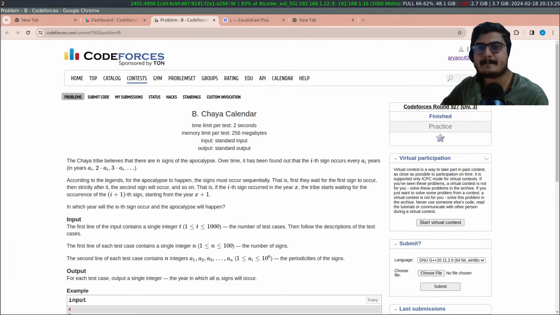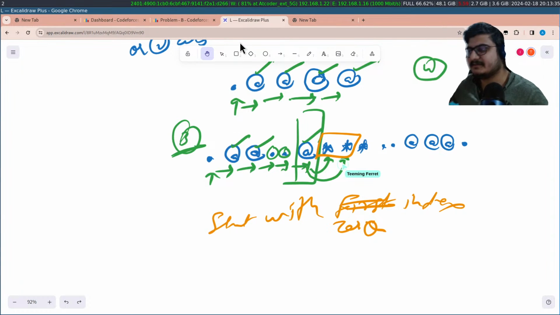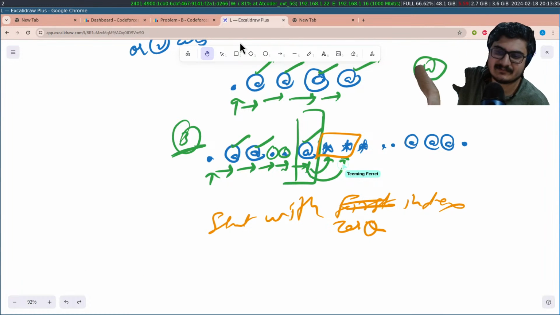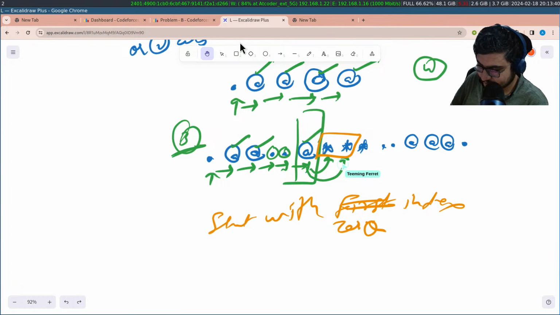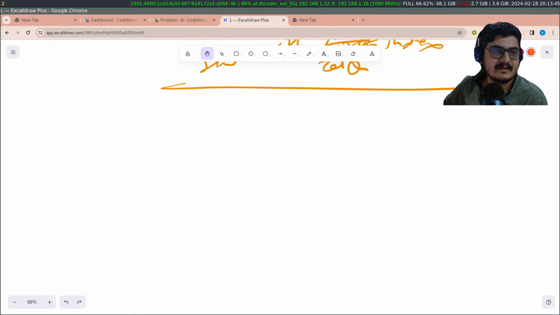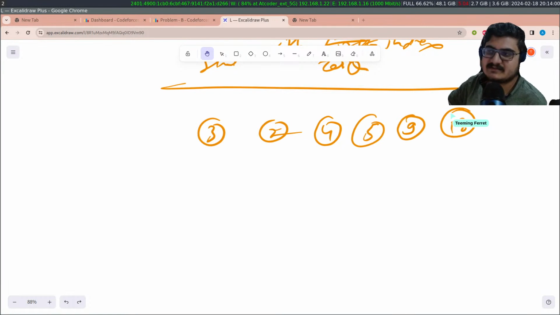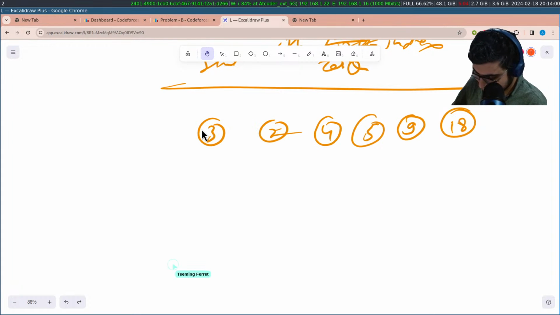and the apocalypse will happen? Let's start with samples again. Let's call it a doomsday. I found the pronunciation a bit difficult. So what it says is we are given an array A of integers. Let's take the first sample 3, 4, 2, 5, 9, 18. So in the first example, there are 6 signs of doomsday.